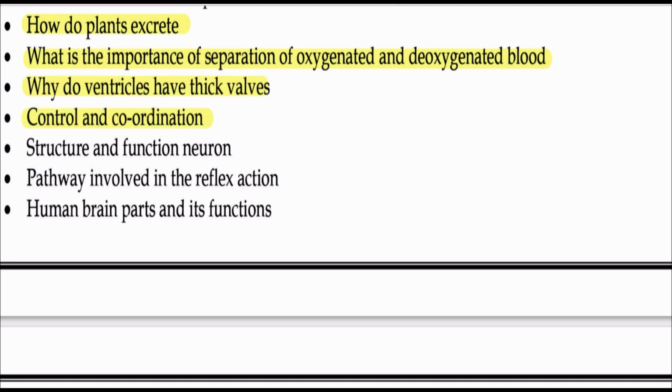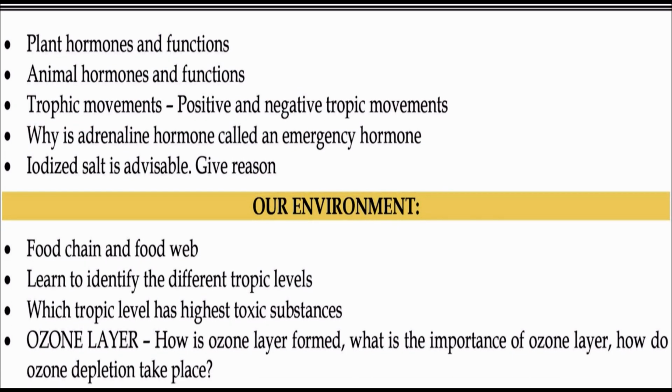Control and coordination, structure and function of neuron, pathway involved in the reflex action, human brain parts and its functions, plant hormones and functions, animal hormones and functions, trophic movements, positive and negative trophic movements. Why is adrenaline hormone called emergency hormone? Iodized salt is advisable. Give reason.